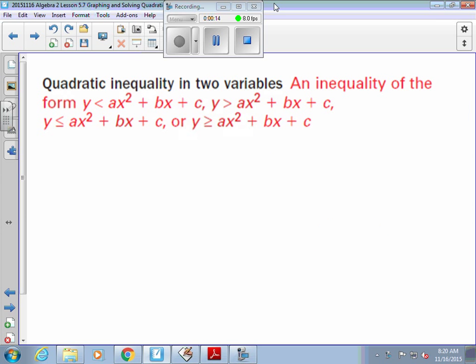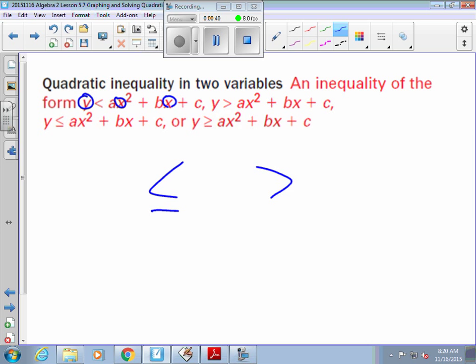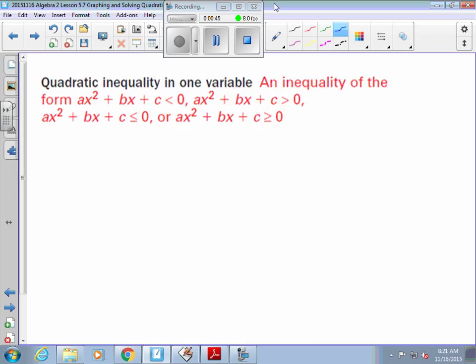Two definitions to start. First one is a quadratic inequality in two variables. One that has both y and x. Notice two variables, y and x. Be it less than, greater than, less than or equal to, or greater than or equal to. The rest of them the same. Notice it says ax squared plus bx plus c. So we're talking about standard form with one of the symbols less than or greater than or equal to for either one of those. But again, two variables, both x and y.